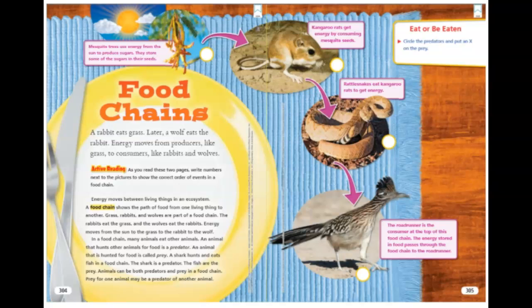Mesquite trees use energy from the sun to produce sugars. They store some of the sugars in their seeds. Kangaroo rats get energy by consuming the mesquite seeds. Rattlesnakes eat kangaroo rats to get energy. The roadrunner is the consumer at the top of this food chain. The energy stored in food passes through the food chain to the roadrunner.